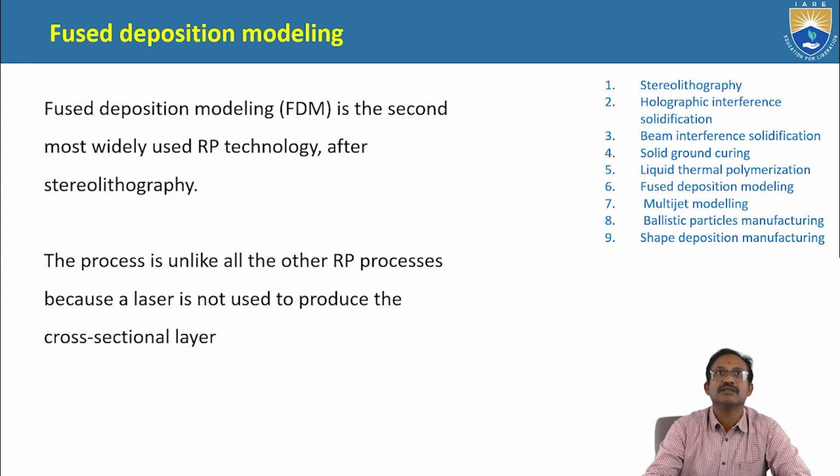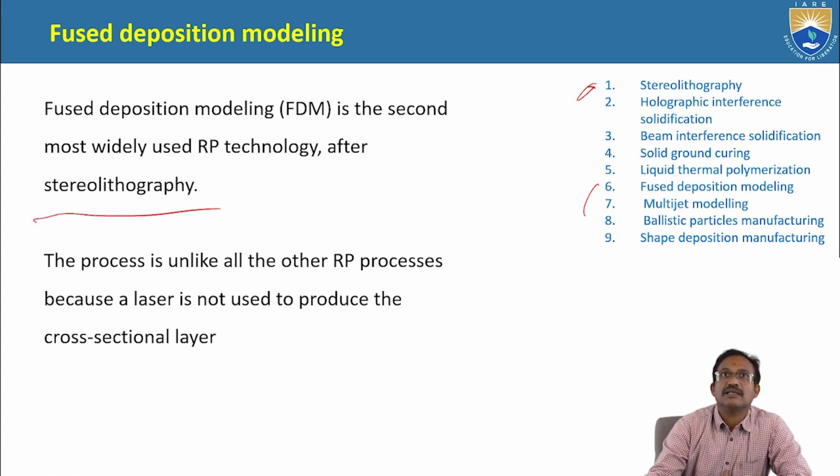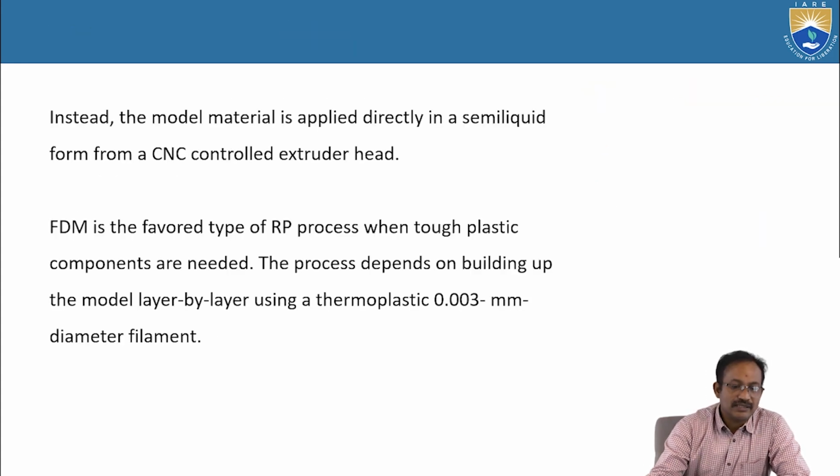Now, fused deposition modeling, FDM. Fused deposition modeling, in short FDM, is the second most widely used RP technology after stereolithography. The process is unlike all the other RP processes because a laser is not used to produce the cross-sectional layer. Instead, the model material is applied directly in a semi-liquid form from a CNC controlled extruder head. FDM is the favored type of RP process when tough plastic components are needed.